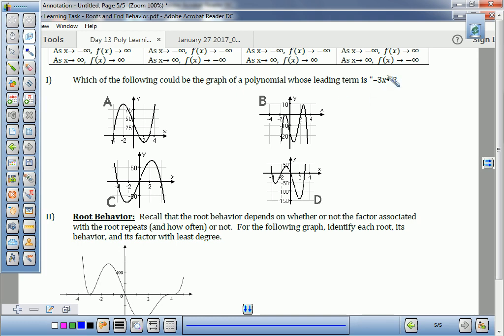So which of these graphs could have this leading coefficient? -3x to the fourth. It's even, so both ends do the same. It's negative, so they fall.